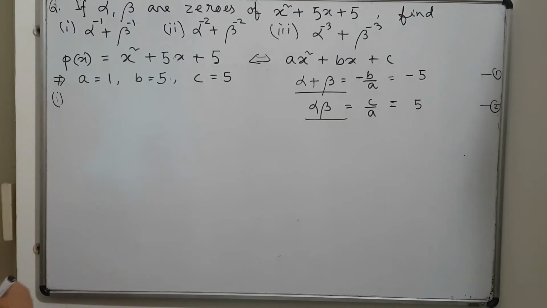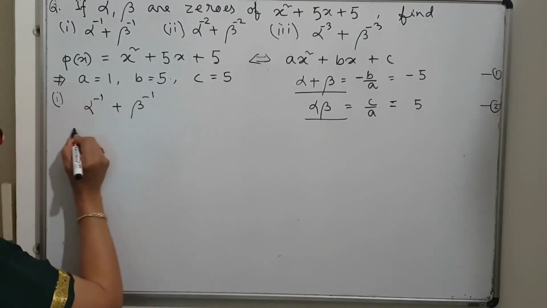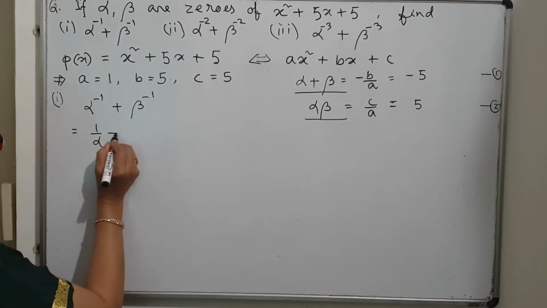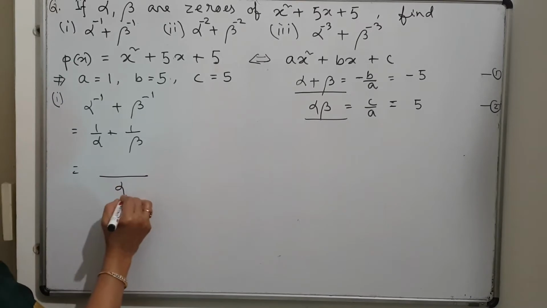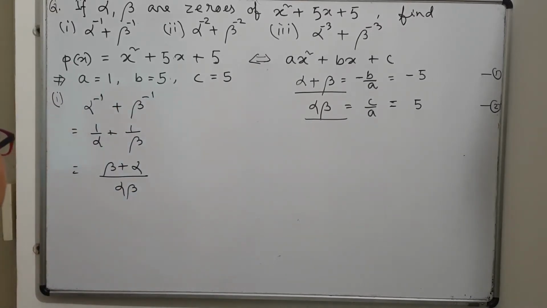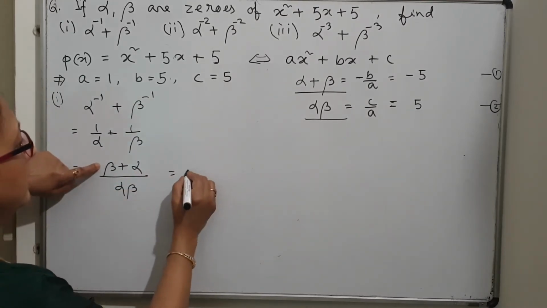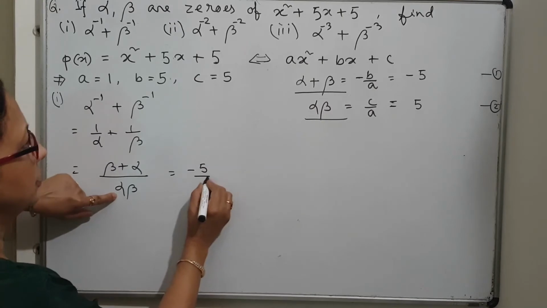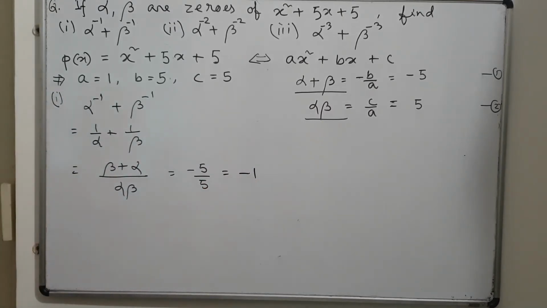So now the first part, alpha to the power minus 1 plus beta to the power minus 1. So that is 1 by alpha plus 1 by beta. Simplify. So algebraic simplification we have done. So now simply put the values. From equation 1 this is minus 5 and from equation 2 this is plus 5. So answer is minus 1. So this is like this.